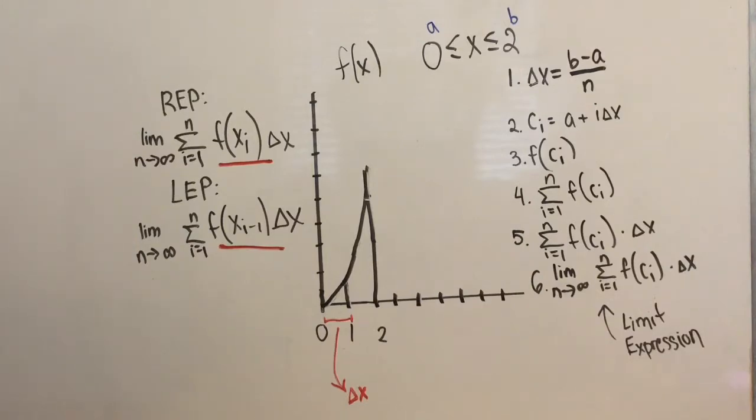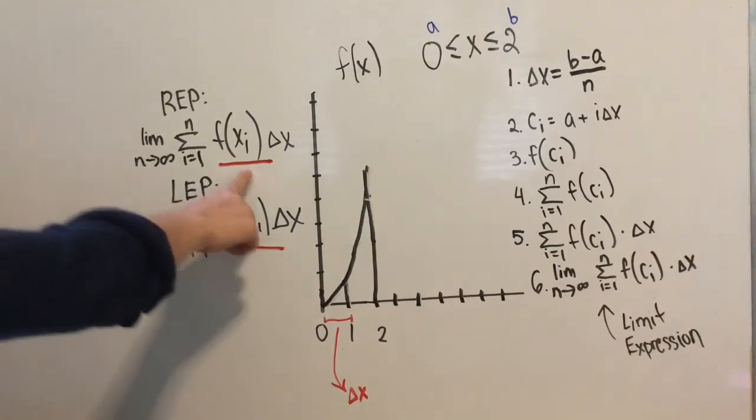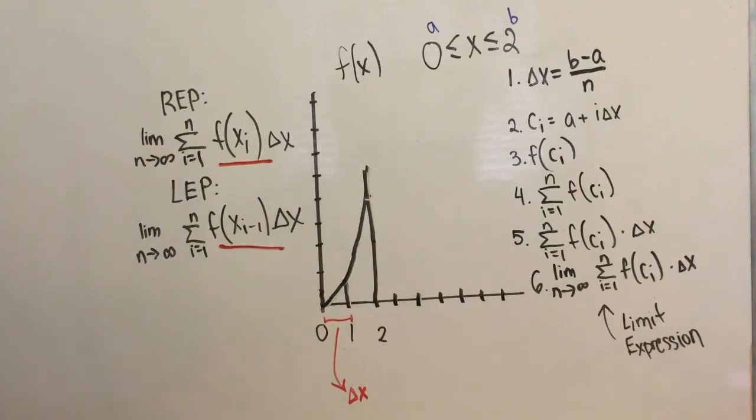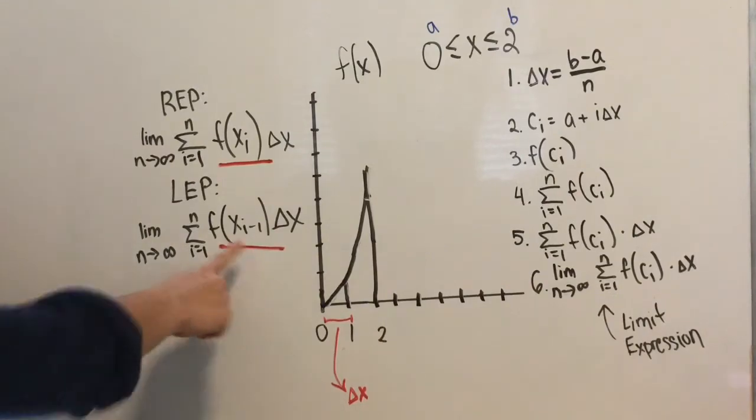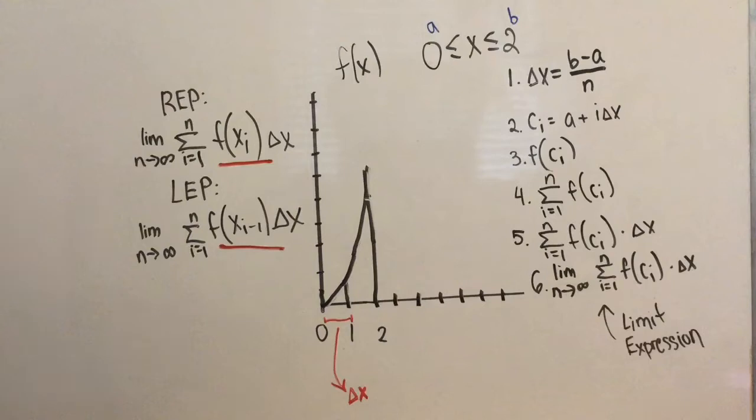It is easier to use the right endpoints than the left endpoints because when using right endpoints, the heights of the rectangles are found using f of x sub i, while when using left endpoints, the heights are found using f of x sub i minus 1. Clearly, f of x sub i is a simpler expression to work with.